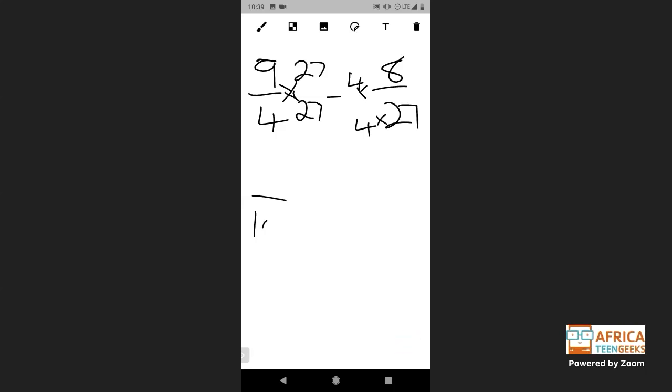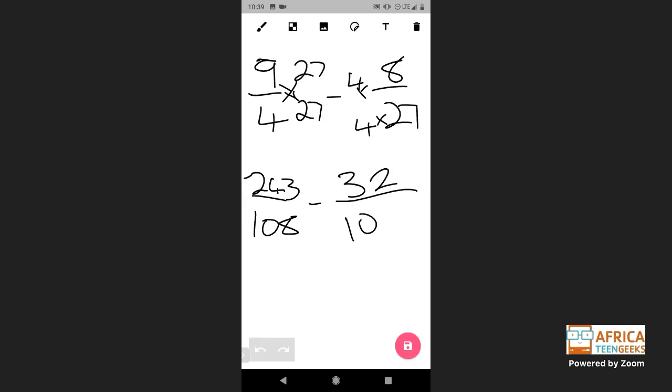So obviously our denominator is 8, and then 9 multiplied by 27 equals 243, right? And then 4 multiplied by 8 equals 32. Subtract 108, right? So now when we subtract, our denominator does not change. Our denominator stays the same, which is 108. So now let's subtract them.